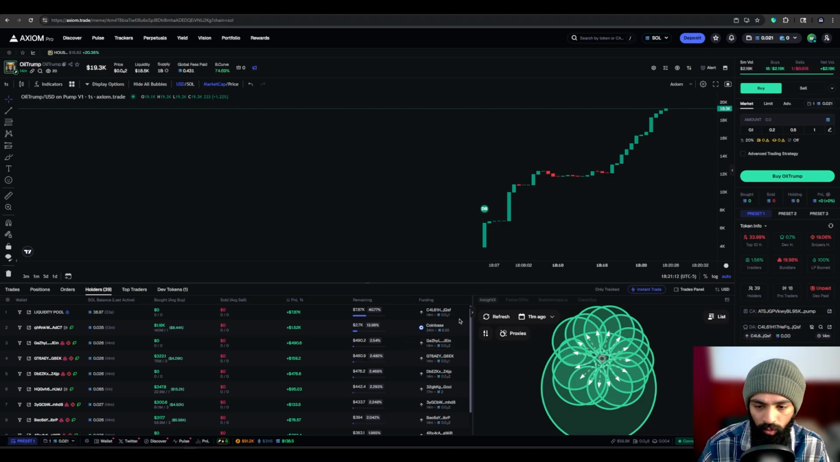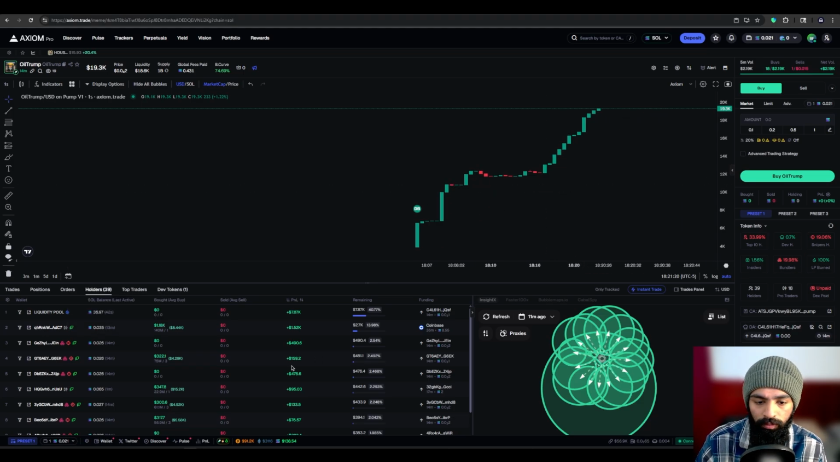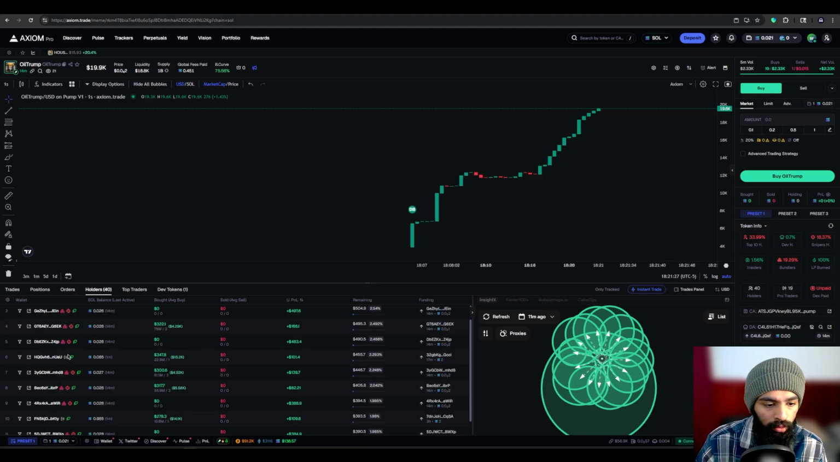Let's go through everything one by one. So let's take a look at the holders here. What's so fishy in the holders? Even though the bundlers right here on the token info only say 20%, we could see that on the holders, most of these are bundled. Most of the top holders are bundlers. And how can you tell they're bundlers? You see this logo right next to their wallet address, this red logo with these 3 cubes. So that means that it is a bundler.